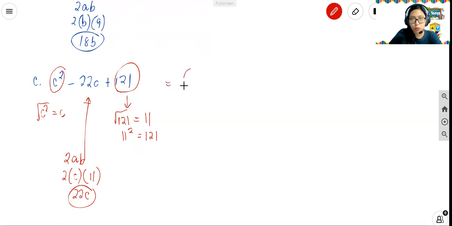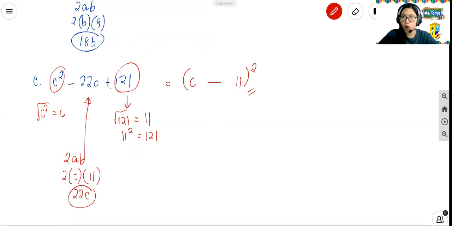Hence, the factor would be the square root of the first, C, and the square root of the last, which is 11. Since you have here minus plus, if that's the pattern, then you put minus, then you put the square.